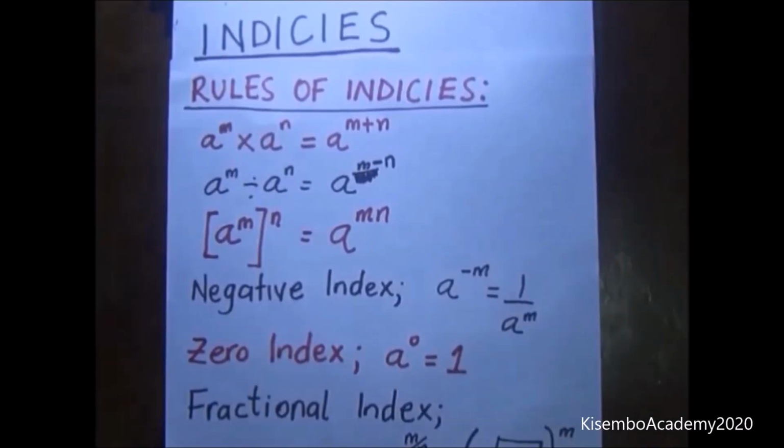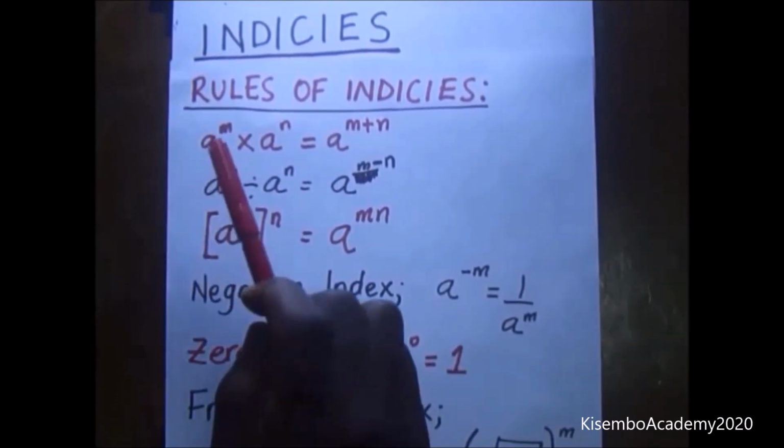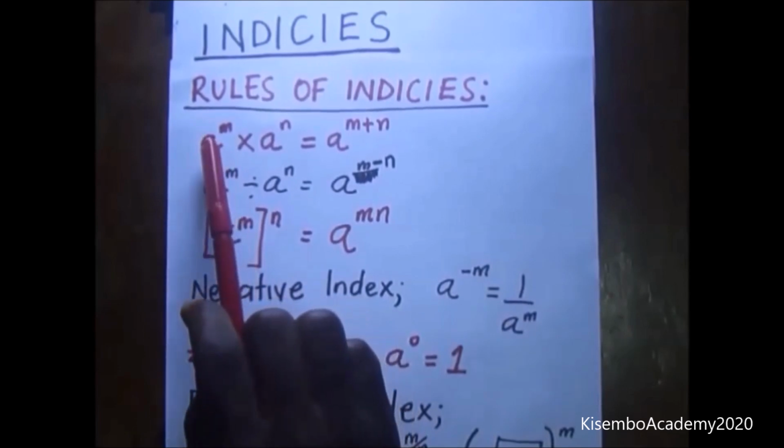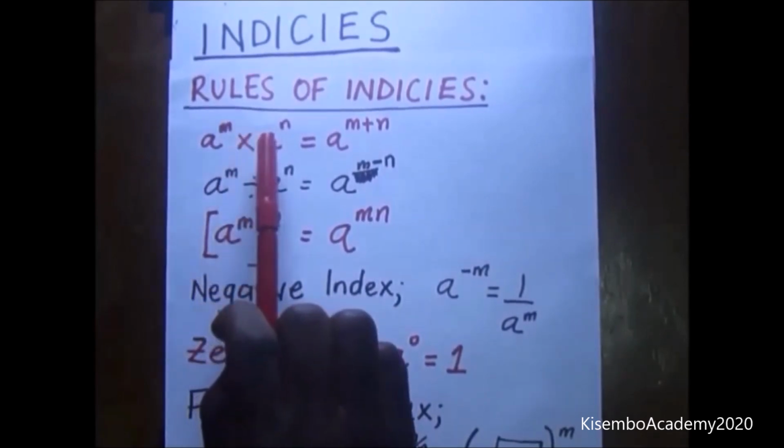The rules of indices are key. They are supposed to be at your fingertips because we use them when we are interpreting numbers in our calculations. We apply them in our calculations. The first one is when you have a to the power m, multiplied by a to the power n.